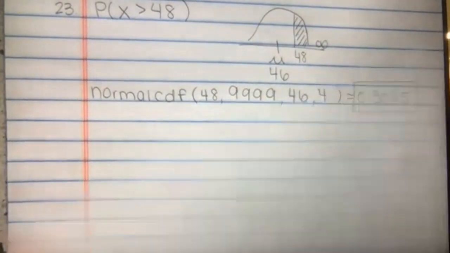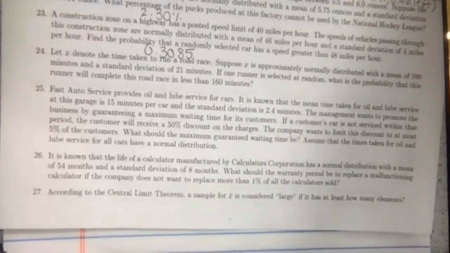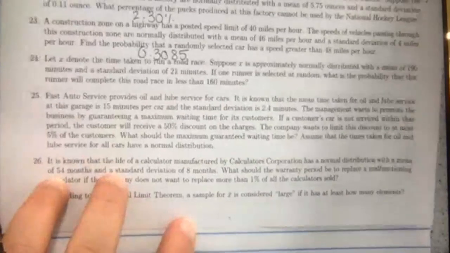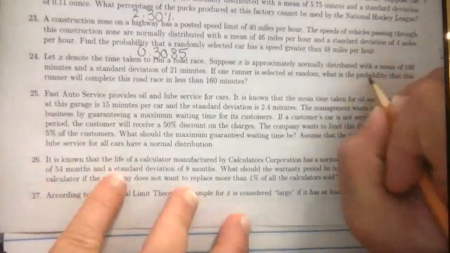Stop me if there's a question. I'm going to keep rolling. Number 24 says, let X denote the time taken to run a road race. Suppose X is approximately normally distributed with a mean of 190 minutes and a standard deviation of 21 minutes. If one runner is selected at random, what is the probability? Remember, probability means our shaded area.